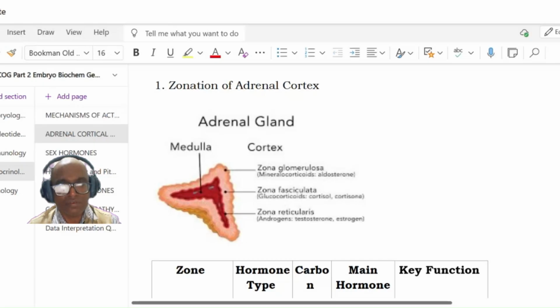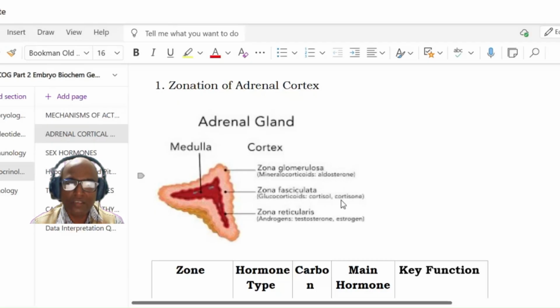So in short, just remember the short form. From outer to inner side, you have glomerulosa, followed by fasciculata, followed by reticularis. So the outer layer is glomerulosa, the middle layer is fasciculata, and the inner layer is zona reticularis. Remember GFR, the short form. From outside to inside, it is GFR. And for all three hormones you remember this, and for this also, SSS.